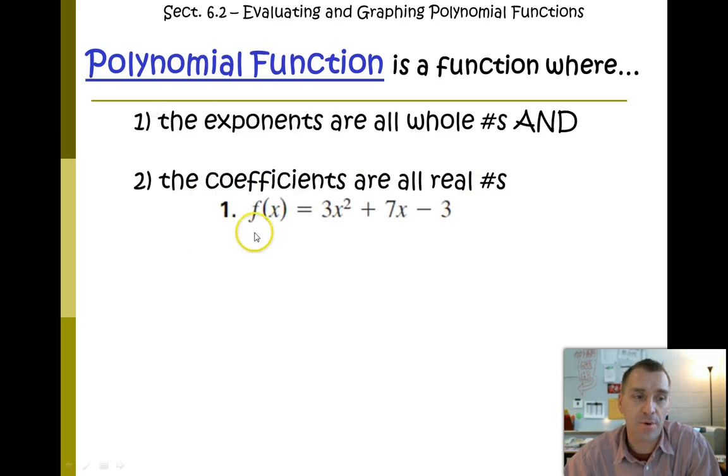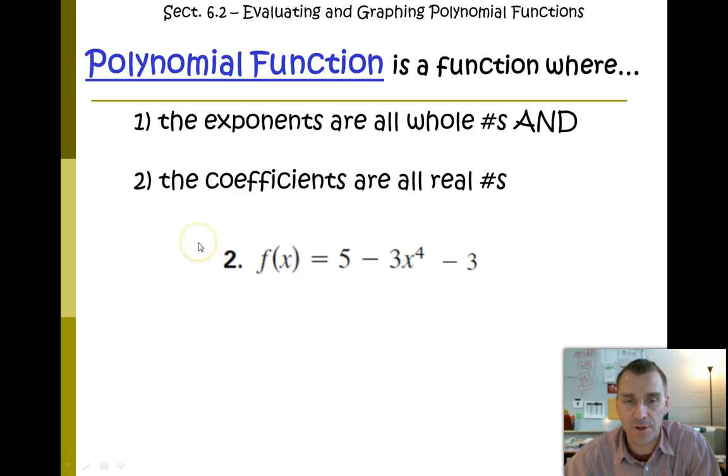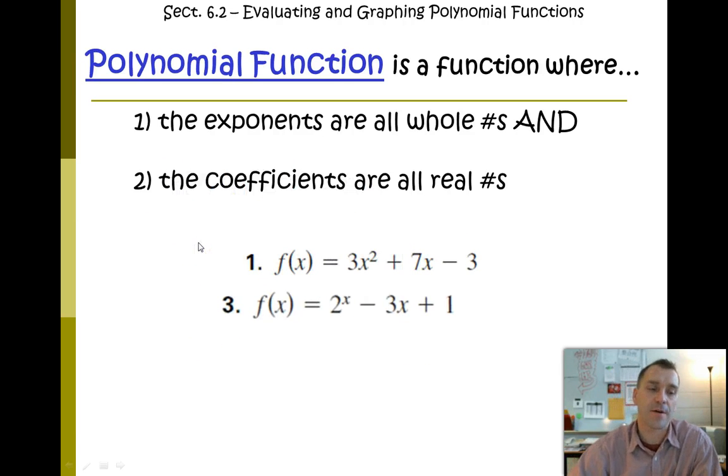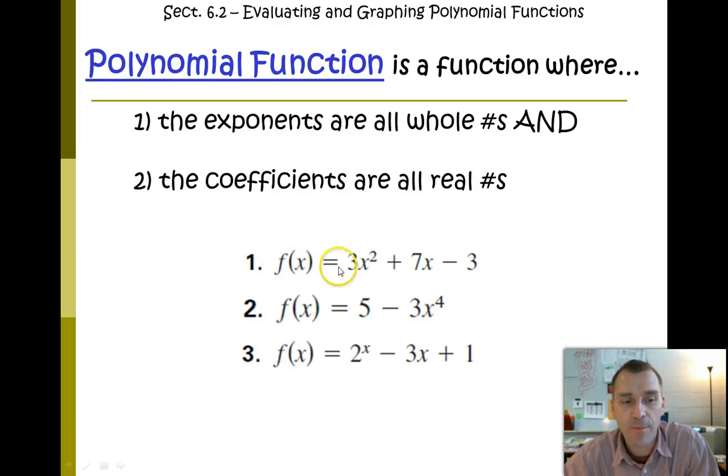So, for example, here are examples number 1, 2, and 3. They're going to pop up here. You can throw them on your graphic organizer. Example number 1, if you look at the exponents, they're all whole numbers. That's a 2, that's a 1. There's no exponent here, so that's good. Well, there is one on top of the 3, but whatever. So check on that one.